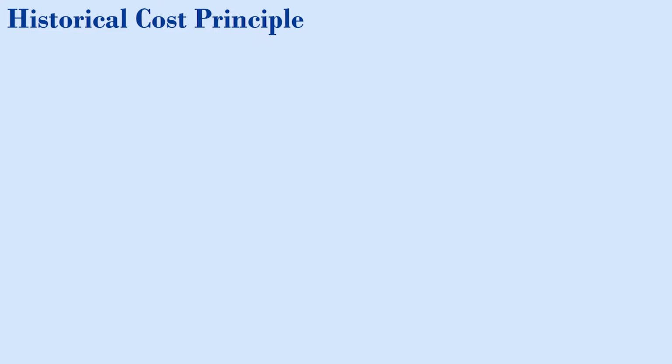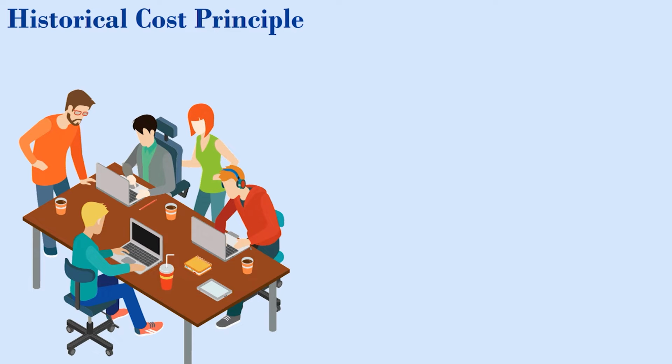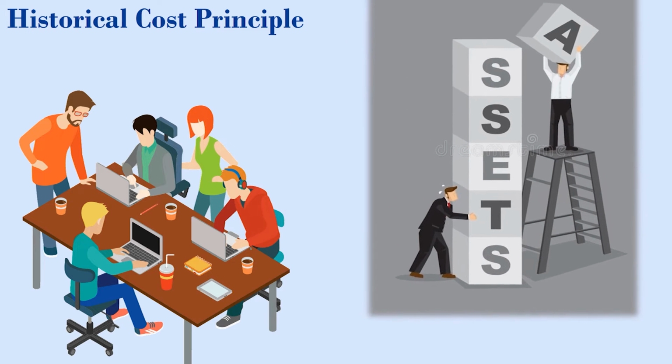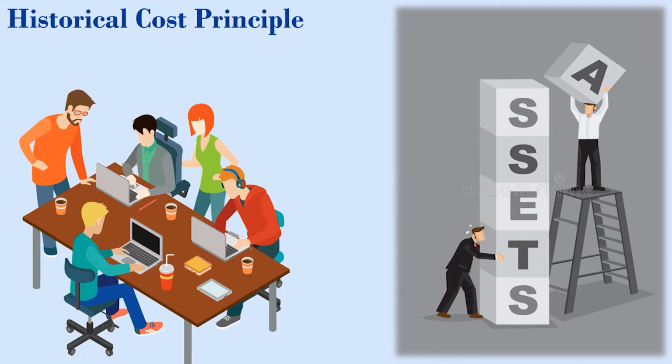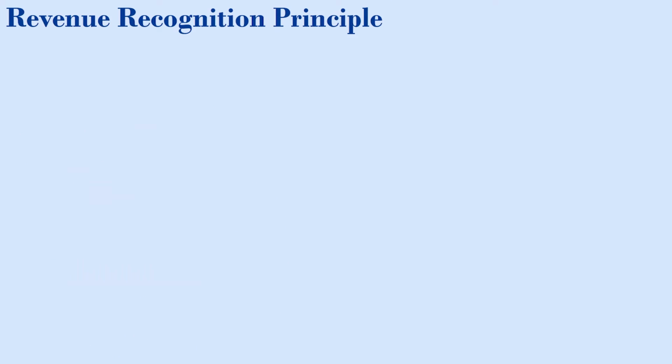Historical cost principle requires companies to record the purchase of goods, services, or capital assets at the price they paid for them. Assets then remain on the balance sheet at their historical cost without being adjusted for fluctuations in market value. The second one is revenue recognition principle.